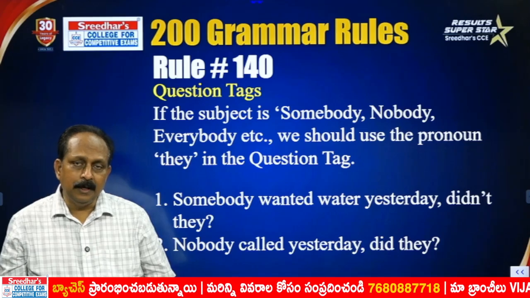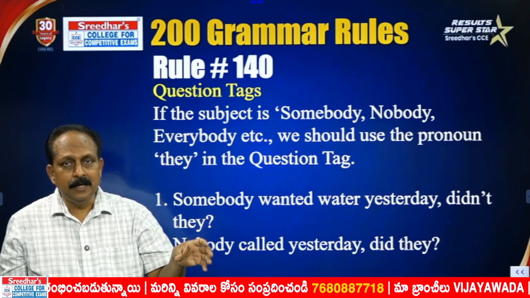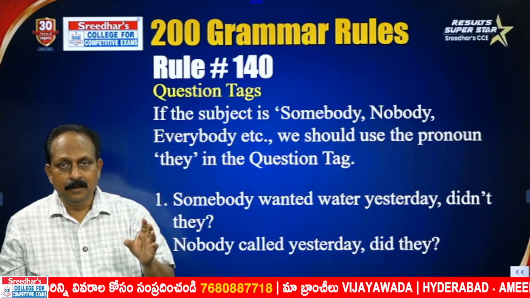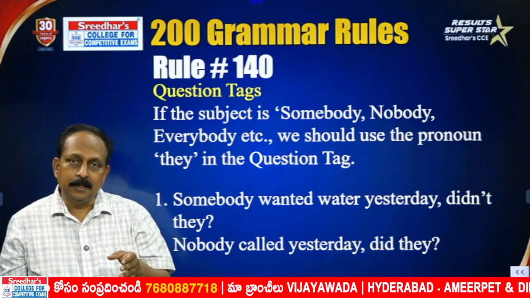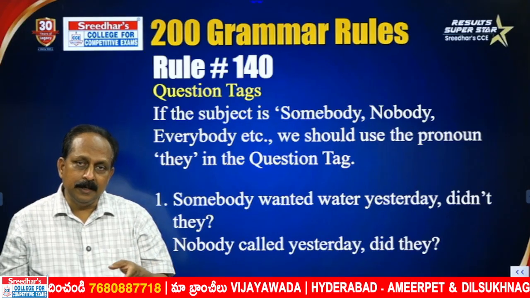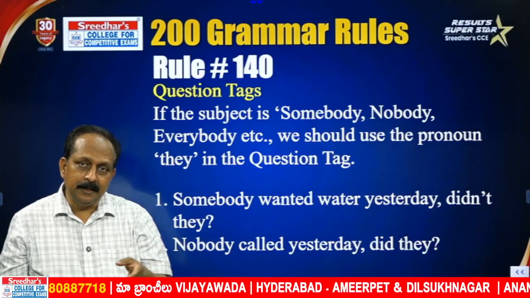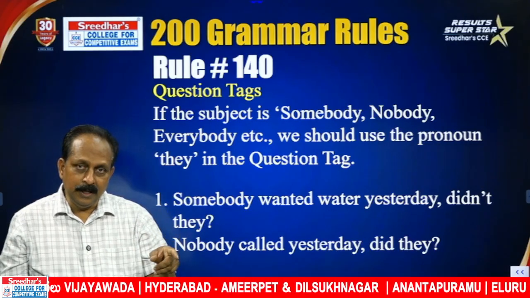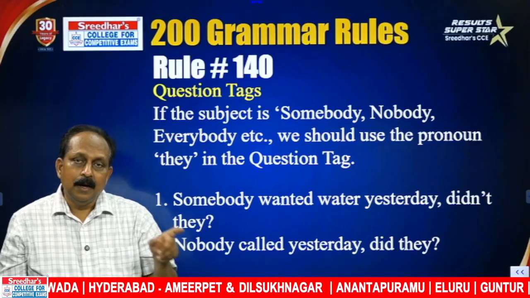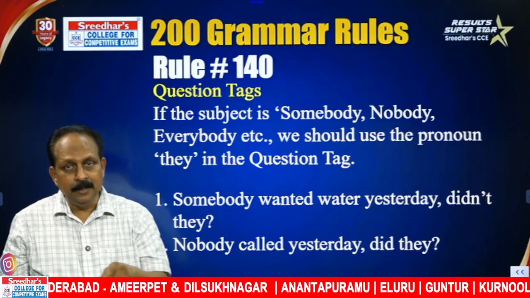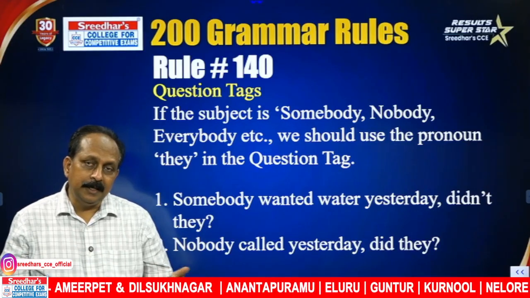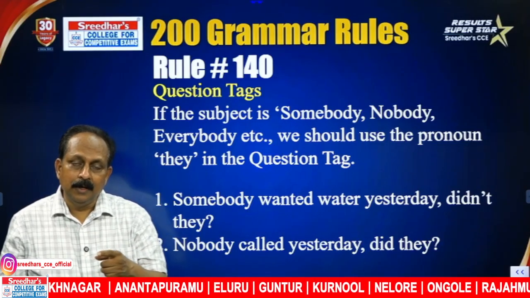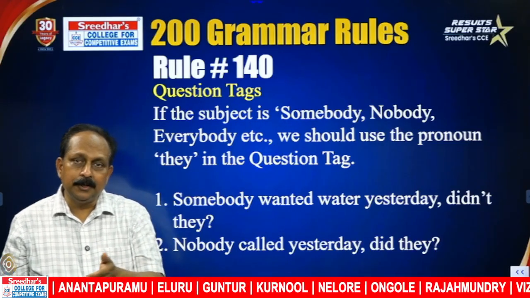The common error, irrespective of the tense, they use one standard expression, isn't it? She is a student, isn't it? She comes every day, isn't it? She came yesterday, isn't it? Absolutely wrong. She is a student, isn't she? She comes every day, doesn't she? She came yesterday, didn't she? She will come tomorrow, won't she? She has already come, hasn't she?